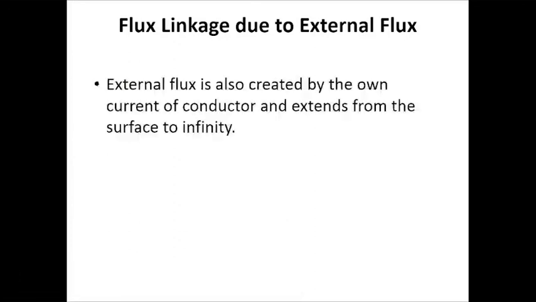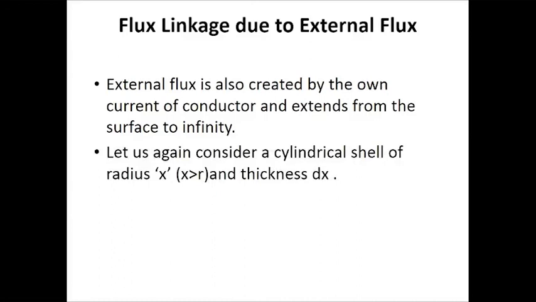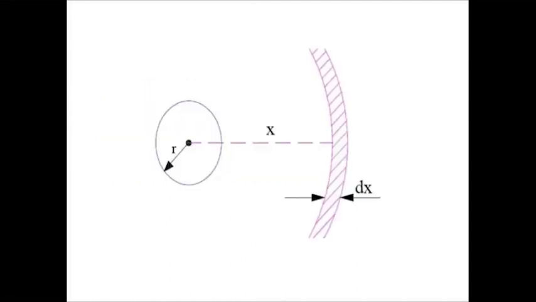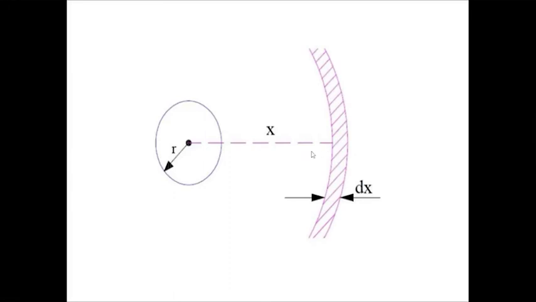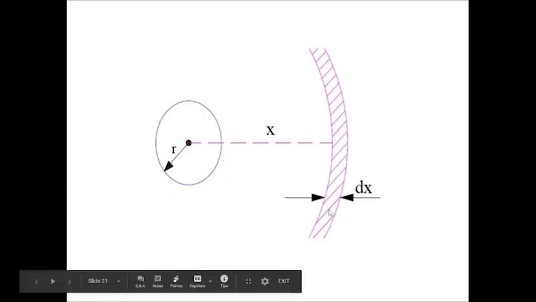Now, flux linkage due to external flux. External flux is also created by the own current of the conductor and extends from the surface to infinity. Let us again consider a cylindrical shell of radius x, where x is greater than r, and with thickness dx. So consider the conductor with radius r and let its radius be extended up to infinity or up to x. Then consider a small portion of thickness dx also.